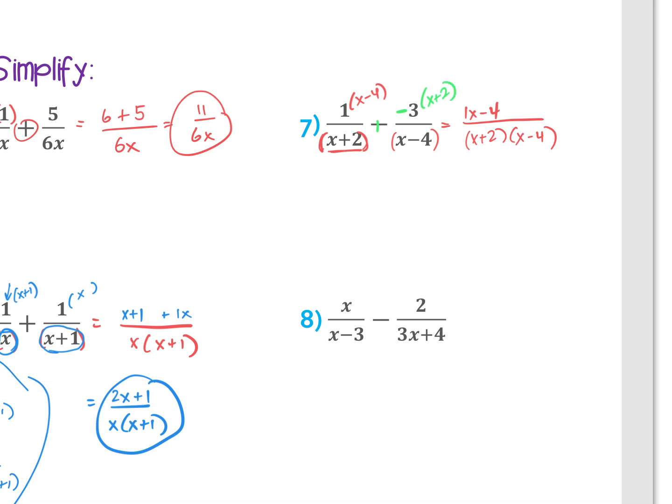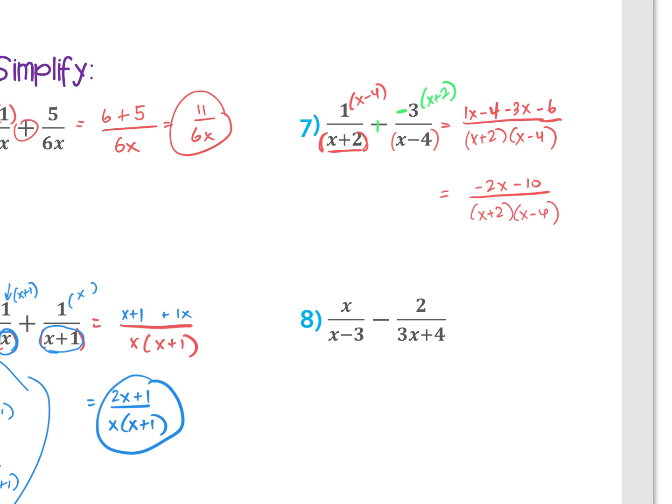So now I'm going to distribute. Minus 3 times x is minus 3x, and minus 3 times 2 is minus 6. So now I've done what I need to do, and now I can just combine my like terms. My numerator is minus 2x, my denominator is minus 10, and I get x plus 2 times x minus 4.